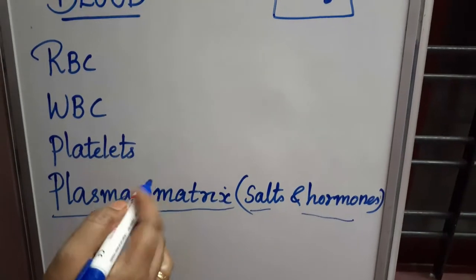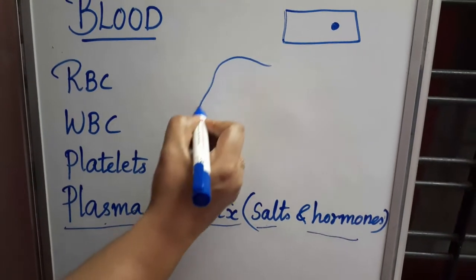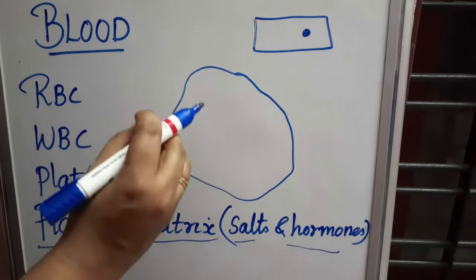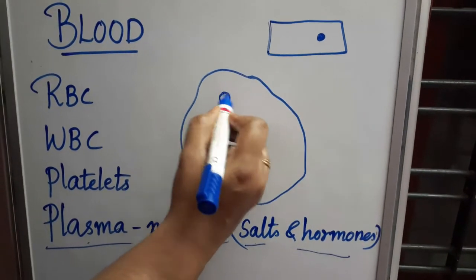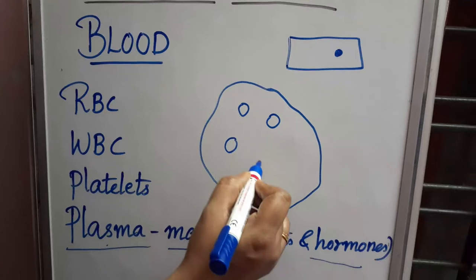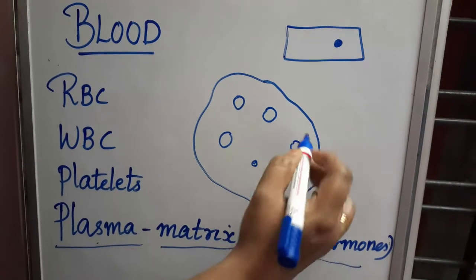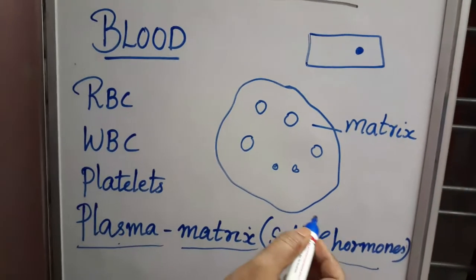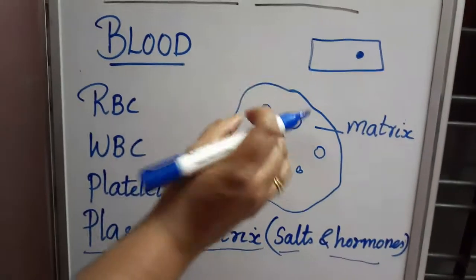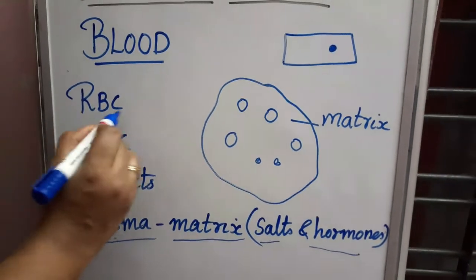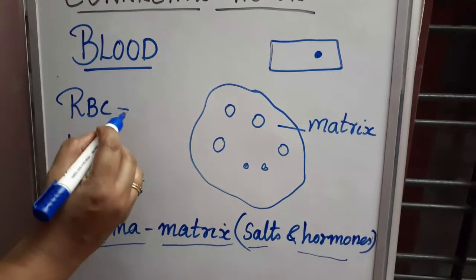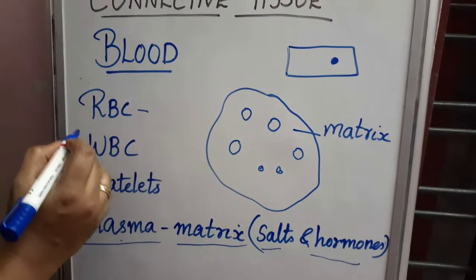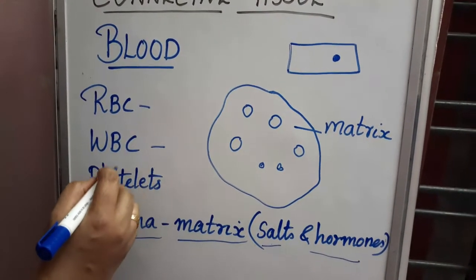I will draw a rough diagram. If you see this blood under the microscope, you can see different types of cells scattered in a fluid substance. You can see RBCs, WBCs, platelets and others scattered in a matrix. This is the matrix, which contains salts and hormones. Other than this, in this fluid medium we can see cells. Those cells are known as RBCs, red blood cells. Why is it called a red blood cell? Because it is red in color. Then WBCs, white blood cells, and platelets.